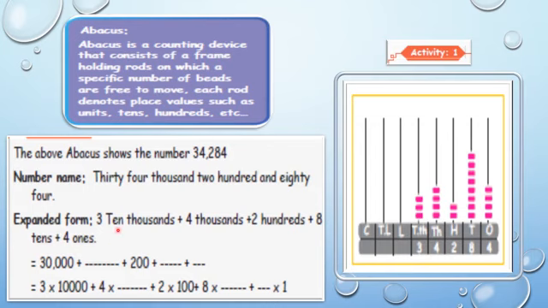Am I right? So 3 10,000 is converted into rounded number 30,000. What is the next? 4,000. So after 4, 3 zeros should be there, isn't it? Give the answer 4,000. Next 200 is there. Then what is the next? 8 tens. That means 80 should become. Good. And finally 4 should become. Like this we have to expand.